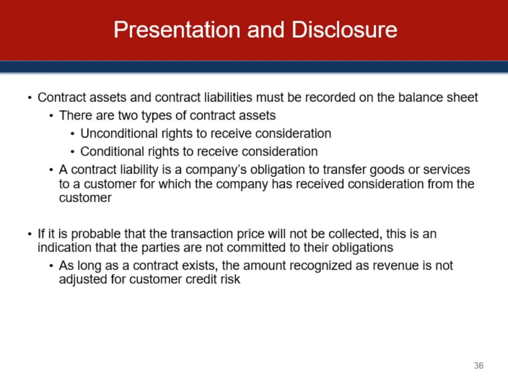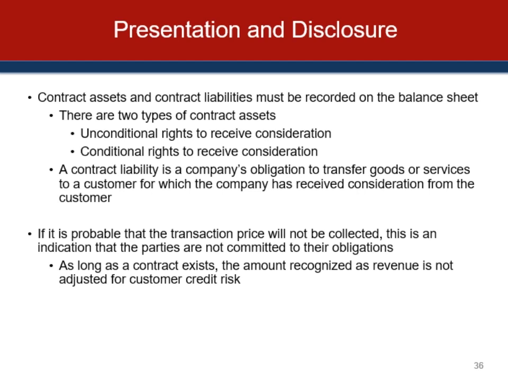So when we use the asset-liability approach, we recognize that there are contract assets and contract liabilities, and those must be recorded on the financial statements, on the balance sheet in particular. There are two types of contract assets: unconditional rights to receive consideration and conditional rights to receive consideration. Unconditional rights to receive consideration would have been recorded as revenue. Conditional rights may have a contingent component to their rights to receive consideration, in which case you would have to make some kind of estimate of the likelihood of receiving that consideration.